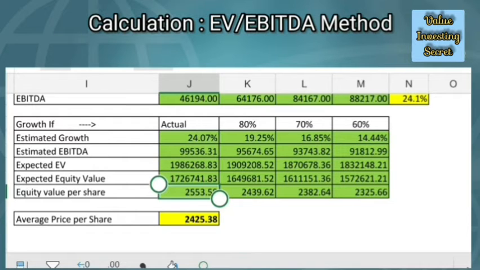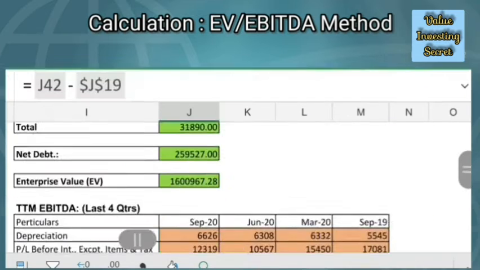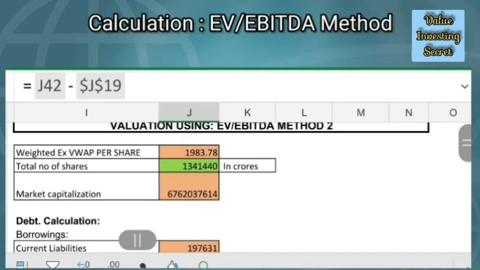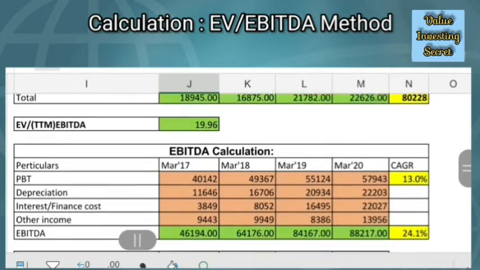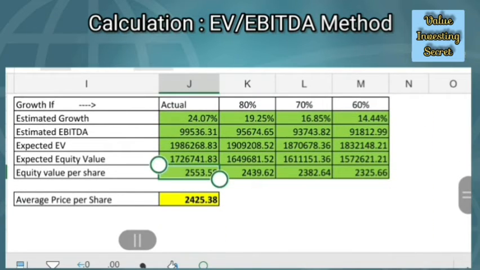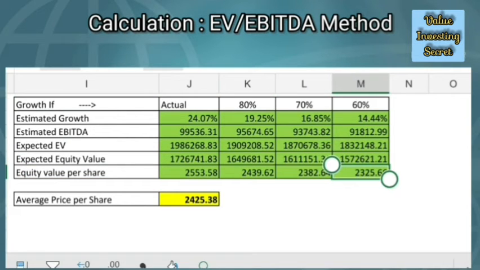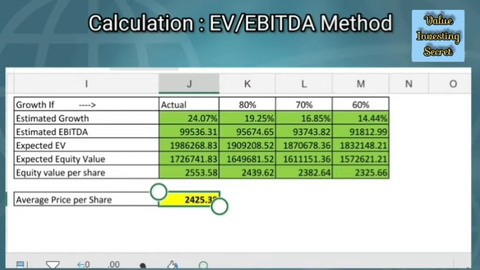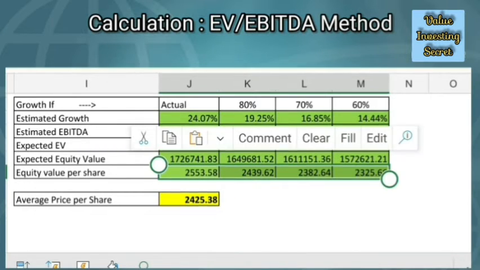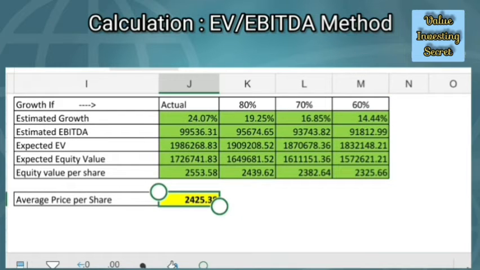Then equity value per share can be calculated using the expected equity value and the total market cap. So this is the market cap, not the total number of shares. So when we divide it by market value, we get the equity value per share. In each scenario I got different share prices, so I averaged these 4 values and got 2,425 rupees of final value using EV by EBITDA method.